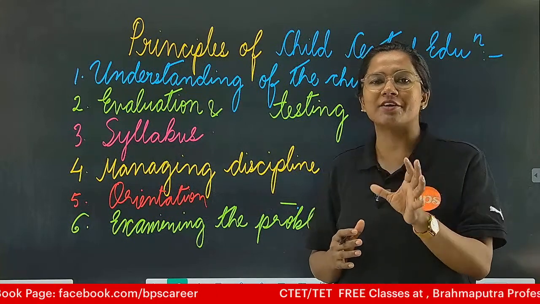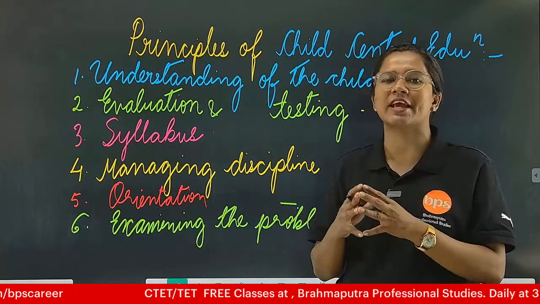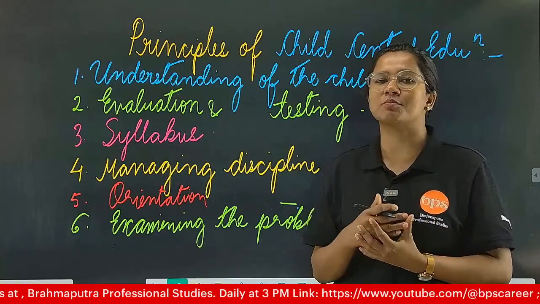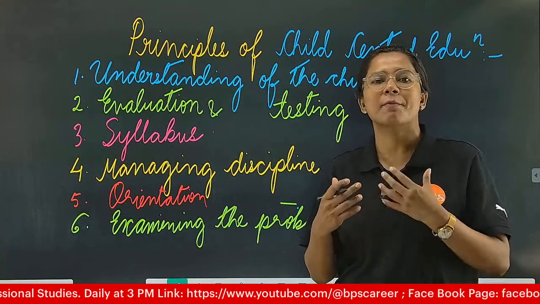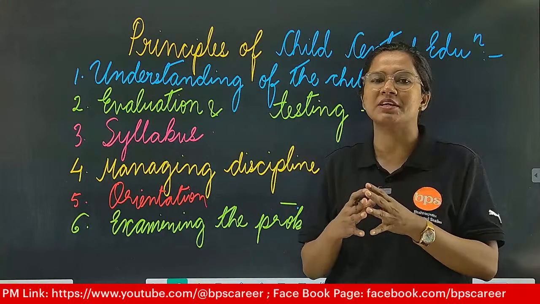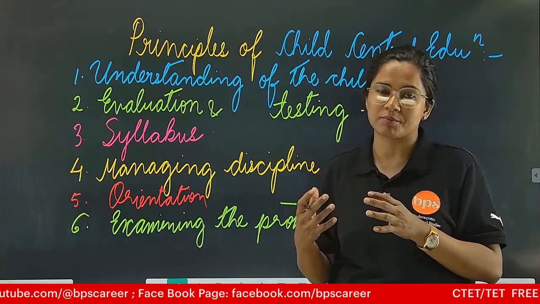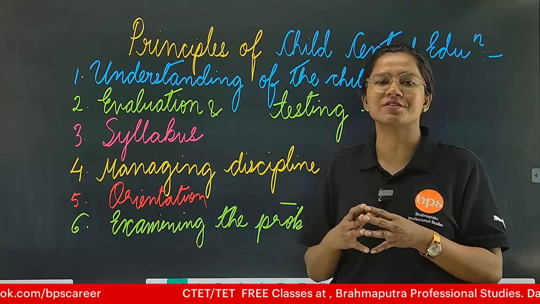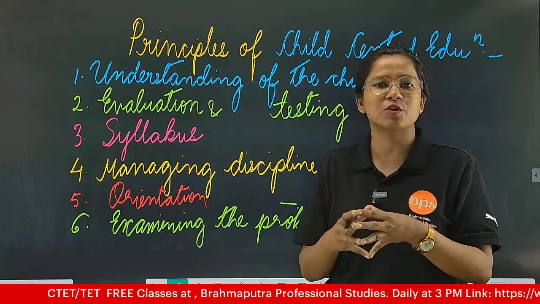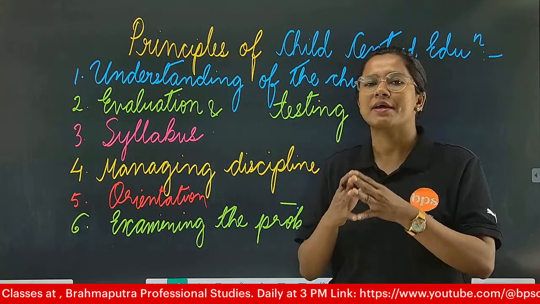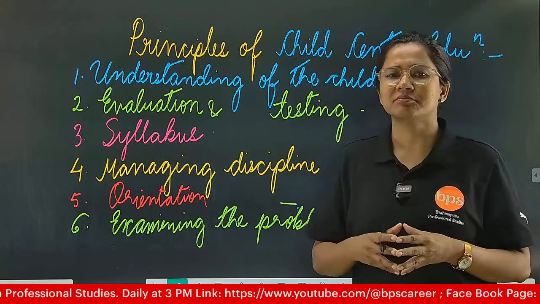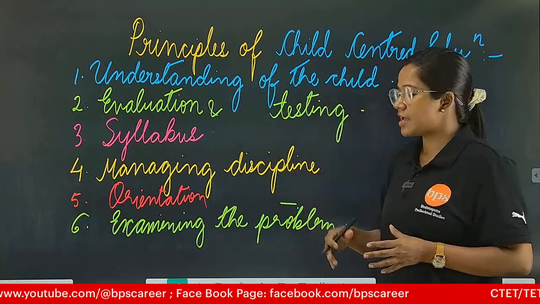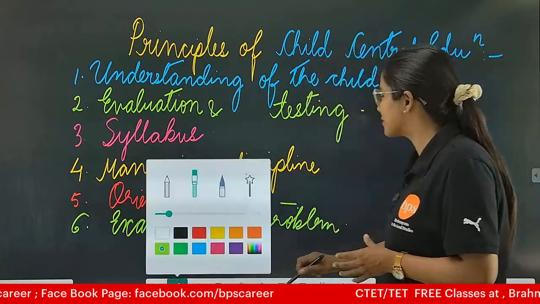So he should be understood by the teacher individually, and the teacher can do this only when the teacher is not only a teacher, but is also trying to come out from the bondage of being a teacher and become a friend, a philosopher, and at the same time a guide. So a teacher is none else but the best philosopher, the best guide, and the best friend. Apart from that, the second principle is what? Evaluation and testing.